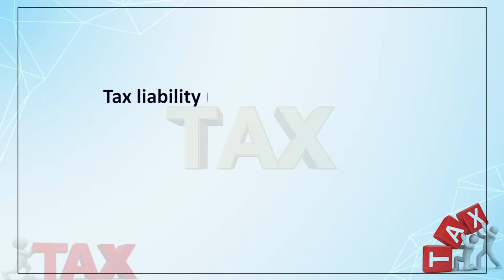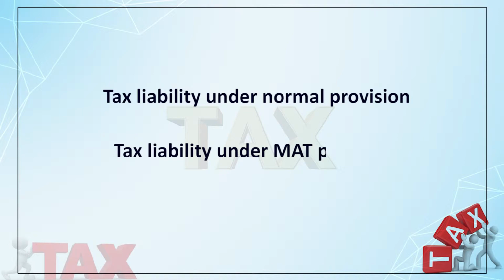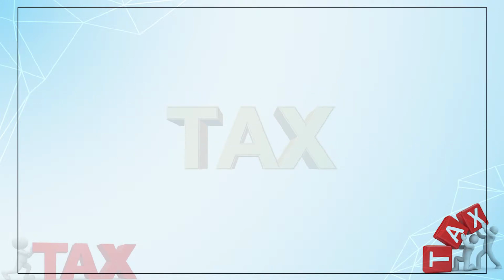One is tax liability under normal provision and tax liability under MAT provision, that is minimum alternate tax. Every company has to calculate the tax liability under normal provision and under MAT provision. Here I have given some items for a company.